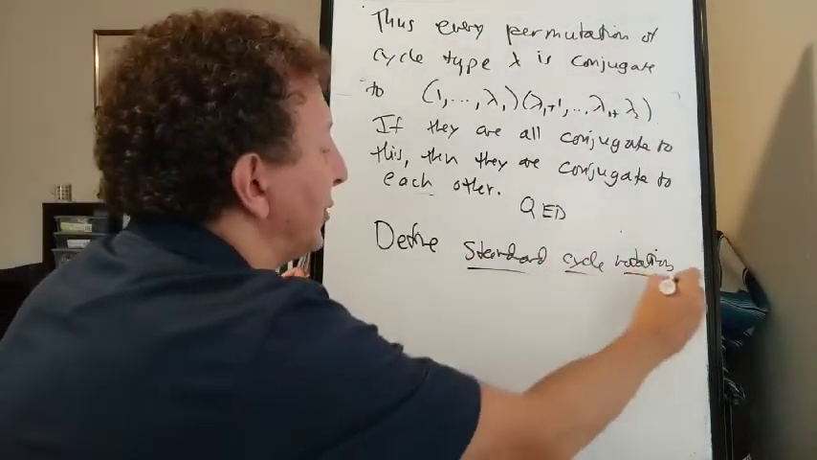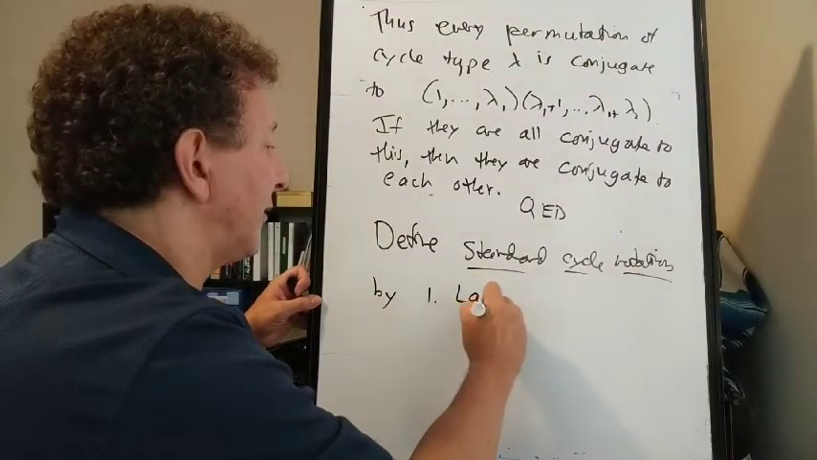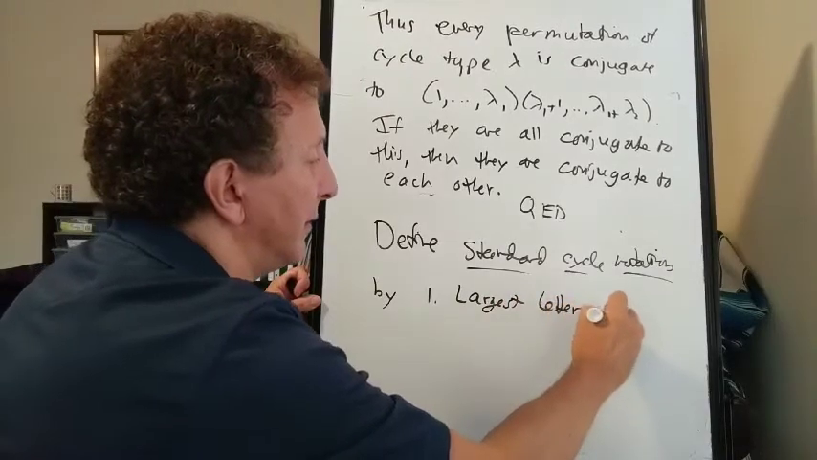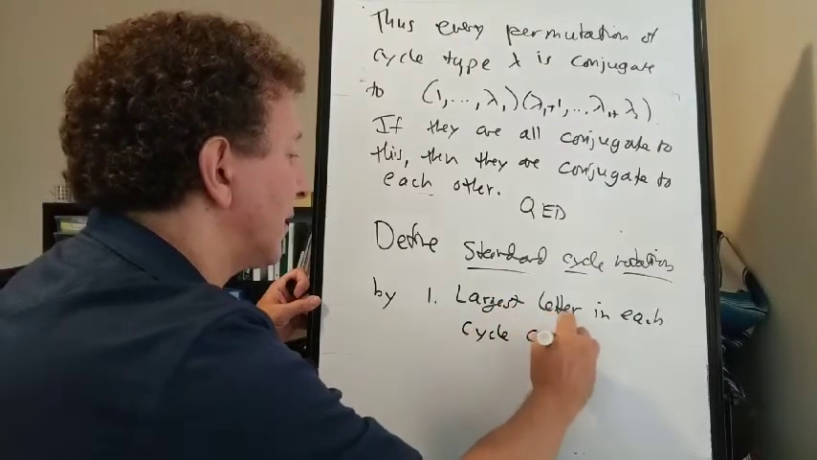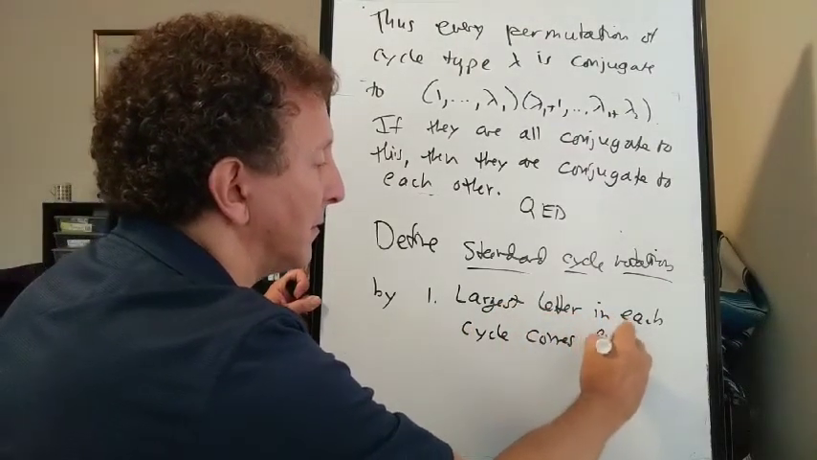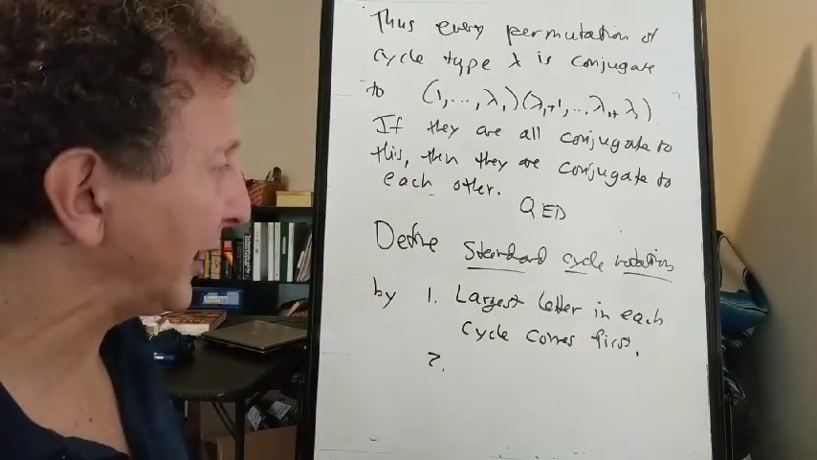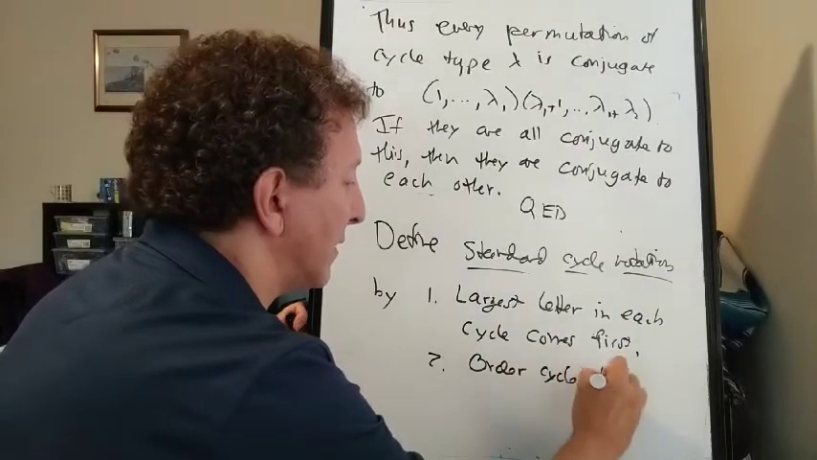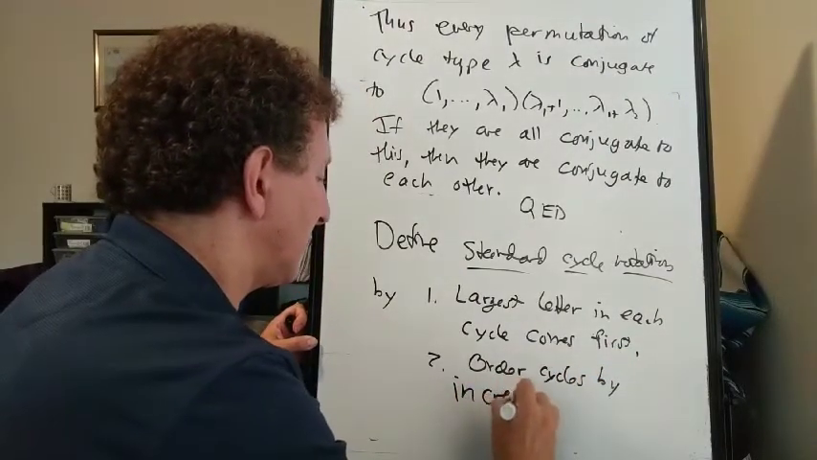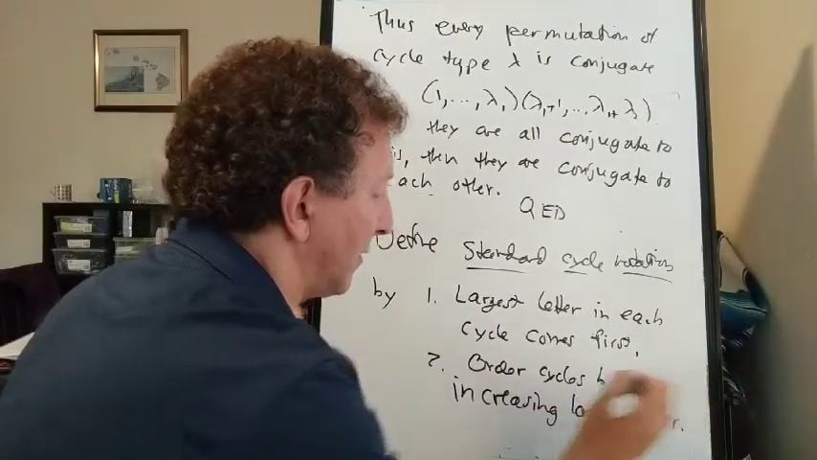So we define standard cycle notation by two rules. First, the largest letter in each cycle comes first. And two, we order the cycles in terms of increasing largest letter. So let's do this for S3.